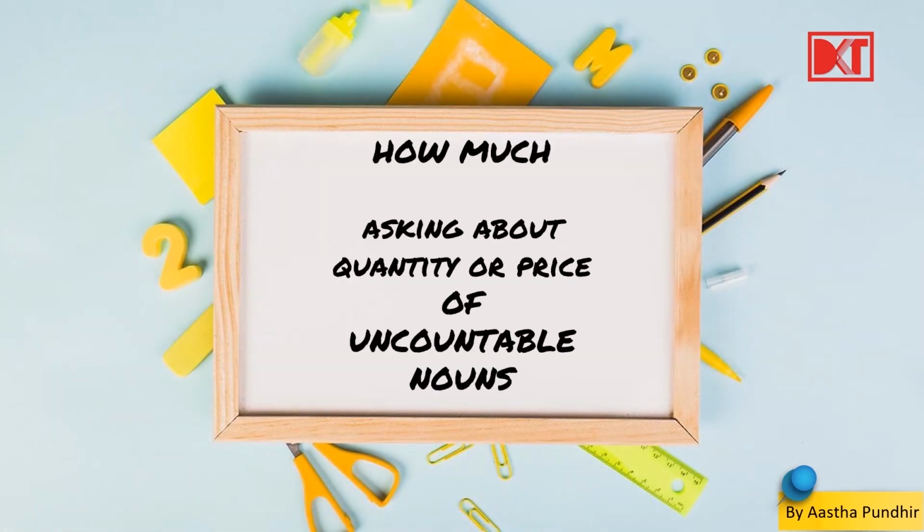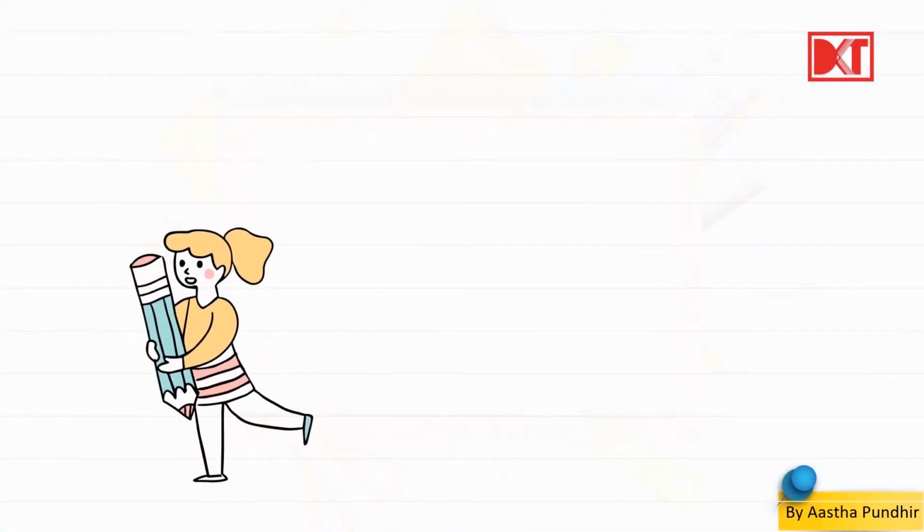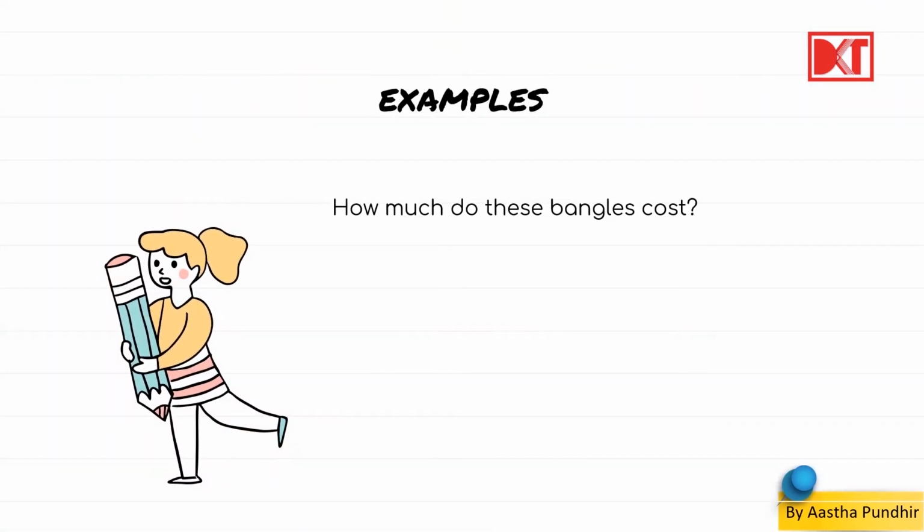So another one we have is how much. How much is used in asking about quantity or price of uncountable nouns. Right, remember, uncountable nouns. Here, how much do these bangles cost? So here we are asking about the price. How much sugar would you like? Here we are asking about the quantity.